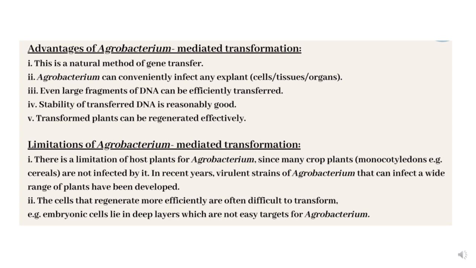Transformed plants can be regenerated effectively, but there are some limitations also, like there is a limitation of host plant of Agrobacterium. By and large it does not infect monocots, and the cells that regenerate are often difficult to transform. So Agrobacterium mediated transformation is the most common method used for making transgenics or genetically modified plants, and I hope the topic is clear to you.